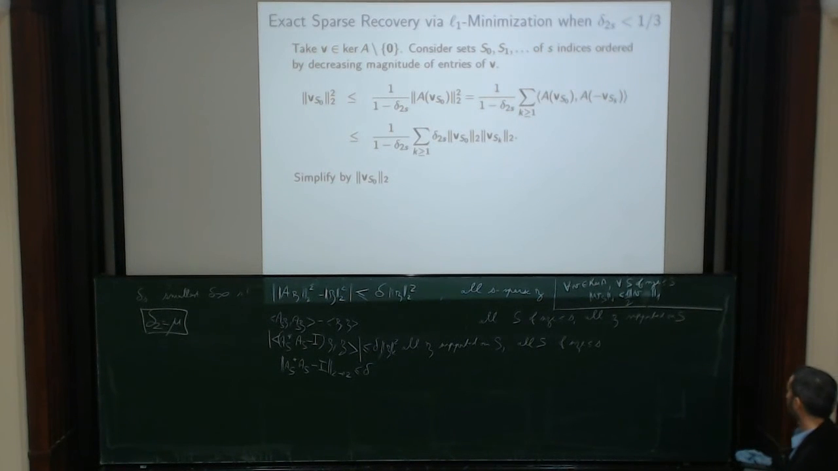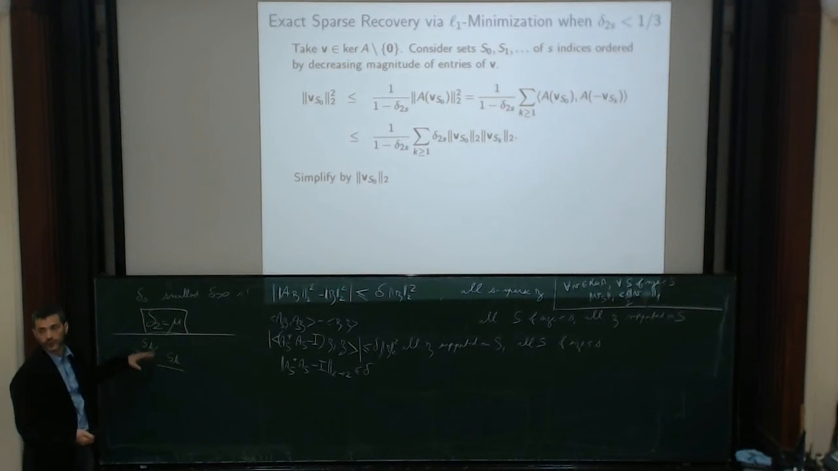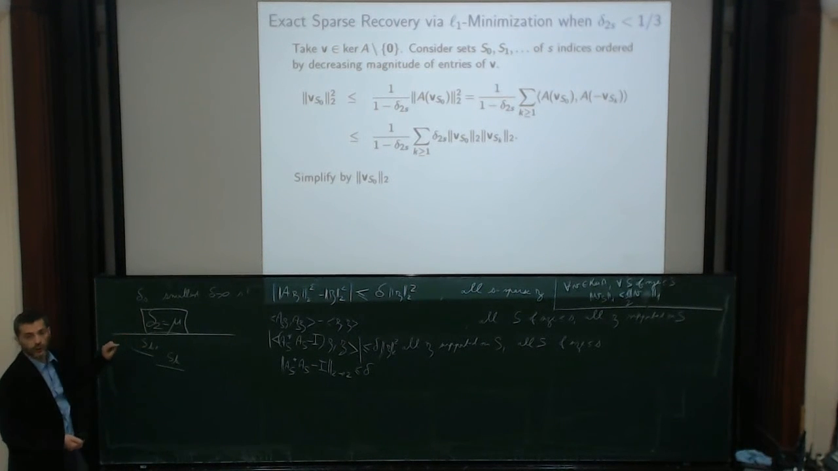And this is a classical argument here: V, so I've got SK contains the decreasing entries of V, and SK minus 1, so let me put SK minus 1 and SK here, right? That shows you that the entries on SK are smaller than the entries on SK minus 1 in modulus. Now, I want to look at the L2 norm of VSK here.